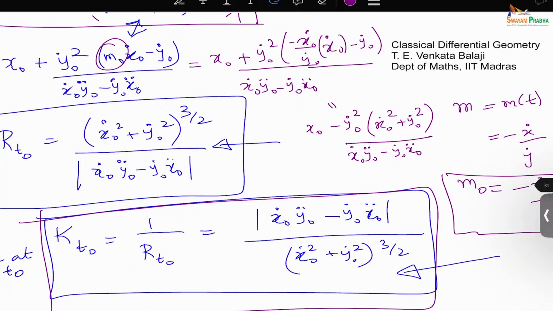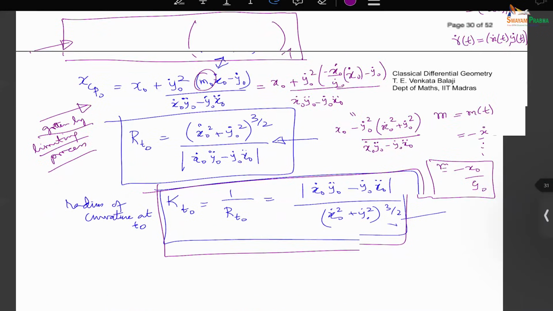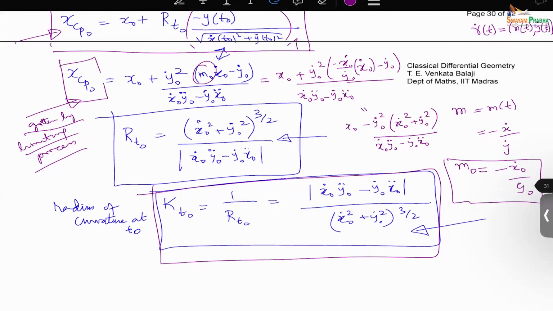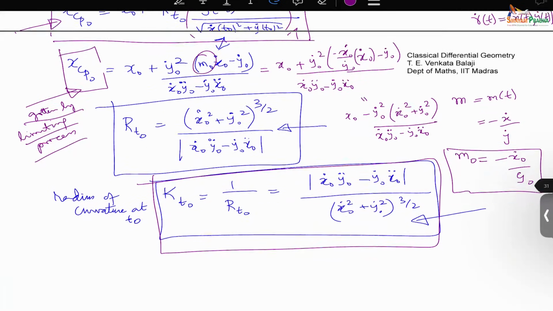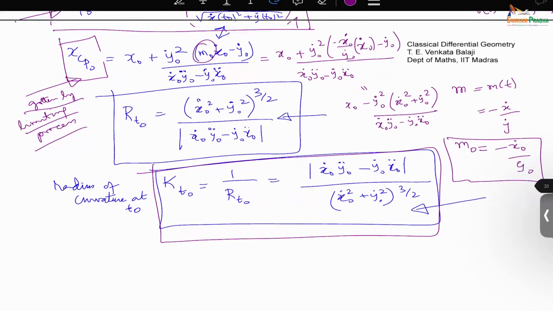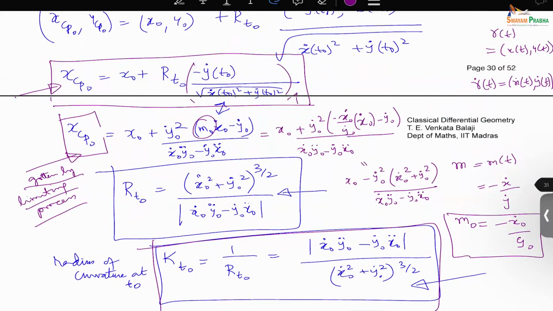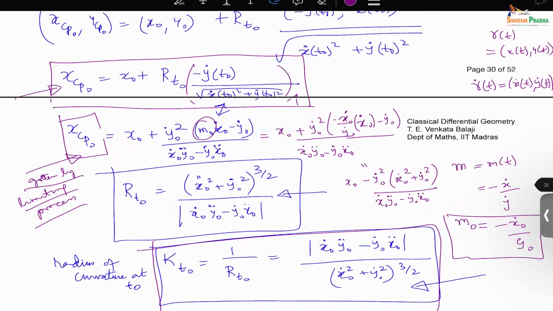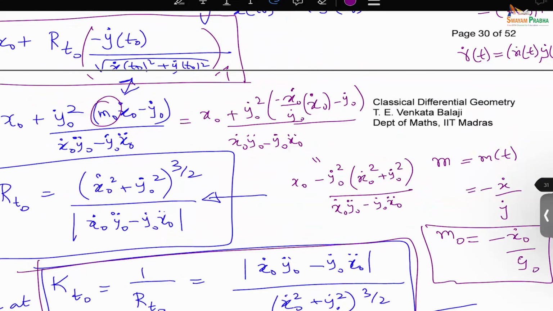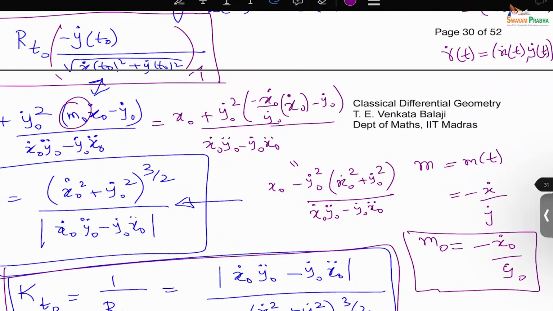All right, and now you see this is the x coordinate of the center of curvature. All right, and similarly, if you write out the... I see I have to cancel out one y naught dot, right? I have to do that. Yeah, so there is a y naught dot that I have to cancel out. So let me do that. So that goes away. So this is what I get.